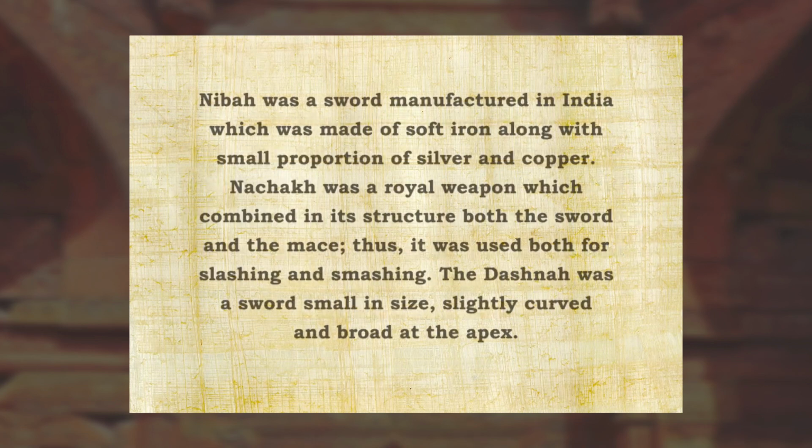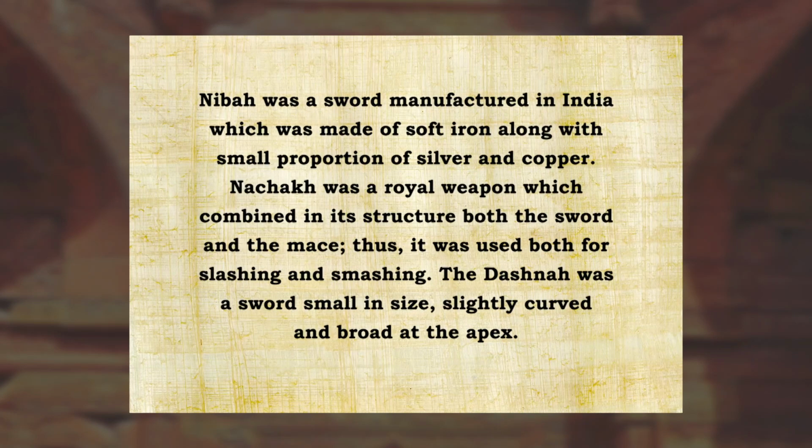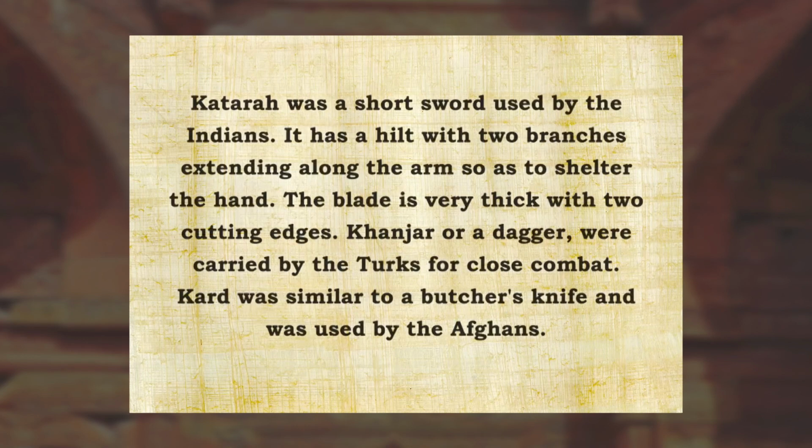Nibah was a sword manufactured in India which was made of soft iron along with small proportions of silver and copper. Nachak was a royal weapon which combined in its structure both the sword and the mace. Thus it was used for both slashing and smashing. The Dashna was a sword which was small in size, slightly curved and broad at the apex. Katara was a short sword used by the Indians.